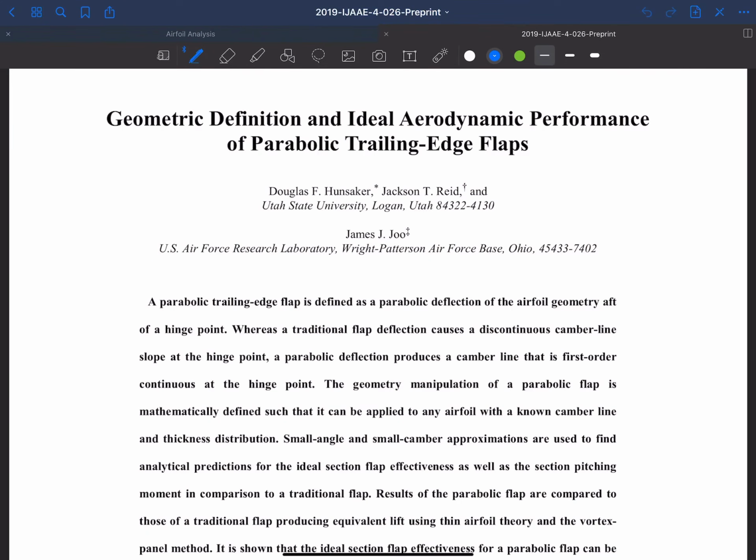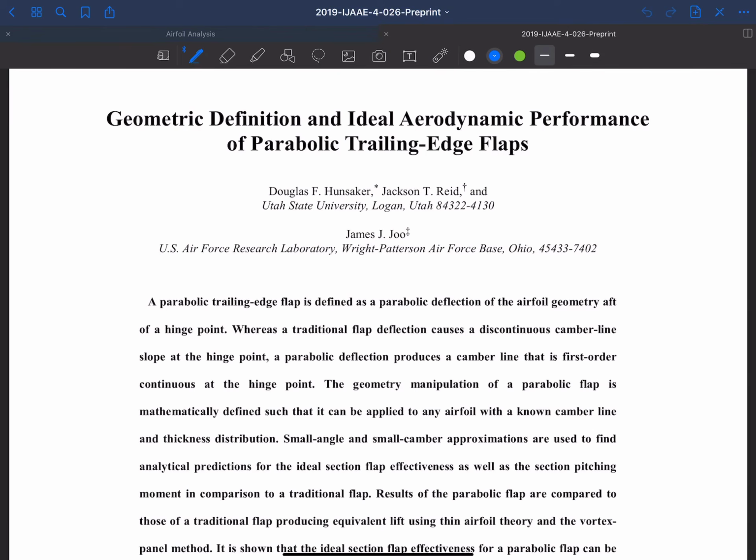We've talked about traditional flaps, which are a rigid body rotation of the aft portion of the airfoil chord about a hinge point. And now I'd like to show you what you can do with that same methodology, but assuming a different flap shape. So this is a paper that I worked on with a student of mine, Jackson Reed, and also a colleague of mine, James Jew, at Wright-Patterson Air Force Base. And this paper is called Geometric Definition and Ideal Aerodynamic Performance of Parabolic Trailing Edge Flaps.